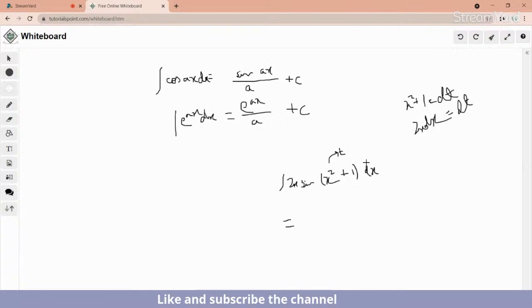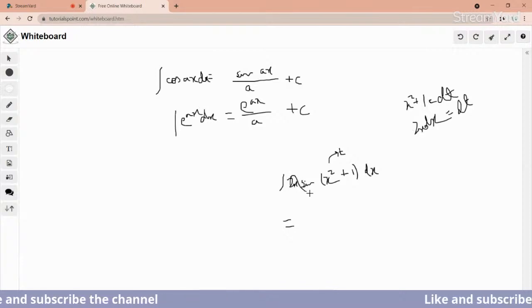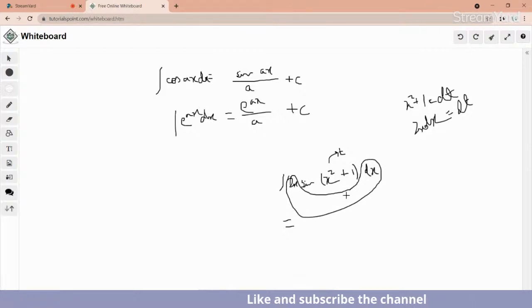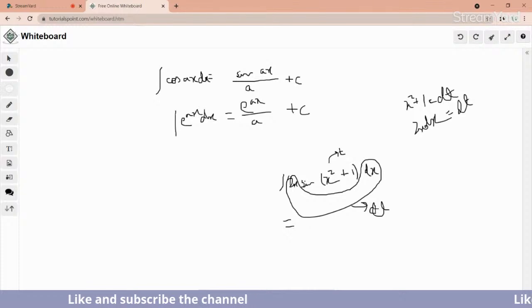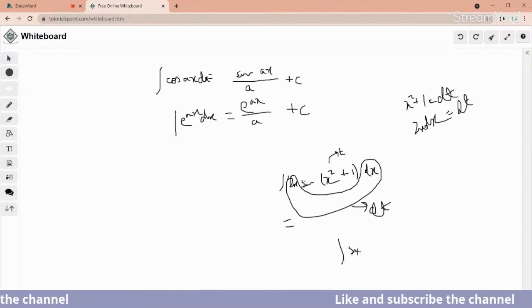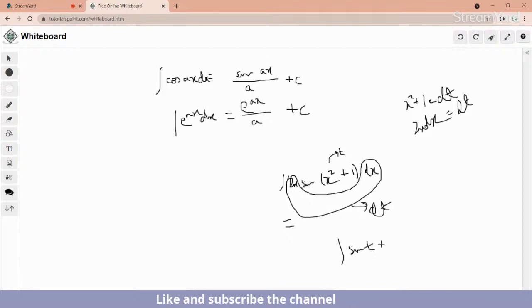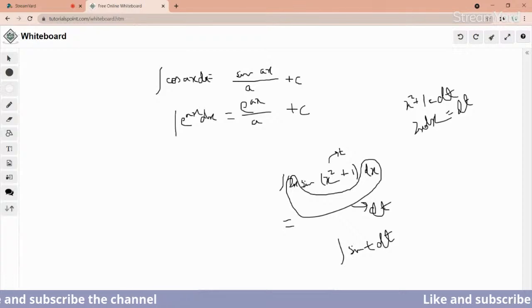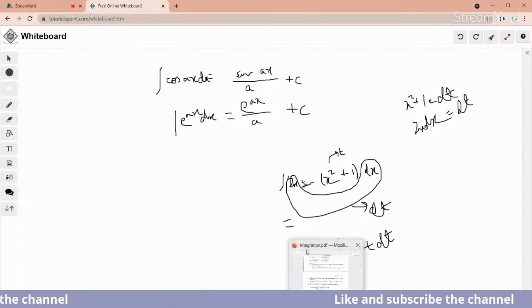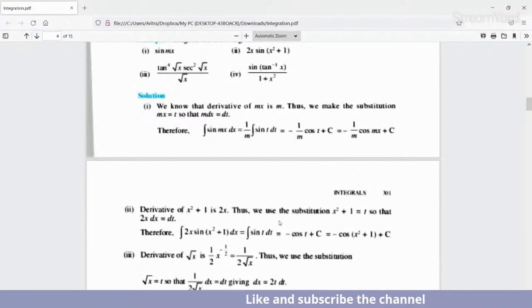Okay, so 2x dx will change to dt, and it will become the integration of sine t dt. Now it's very simple. We have learned what the integration of sine t is, right? It's minus cos t.